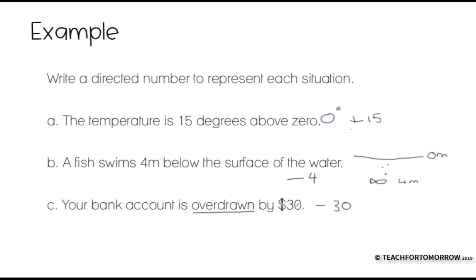I might grab a different colour. Is our positive 15. Can't even draw straight lines. Positive 15. Our negative 4. And our negative 30 as well.